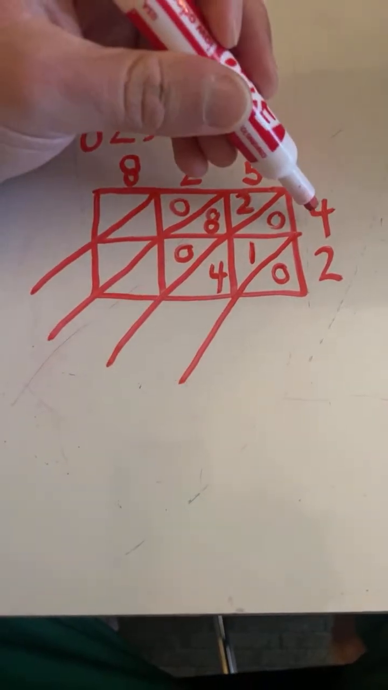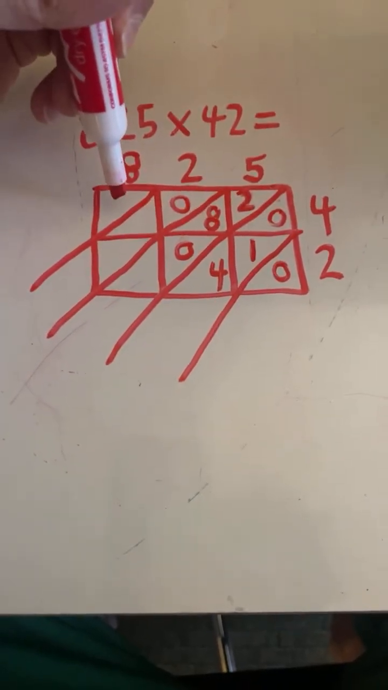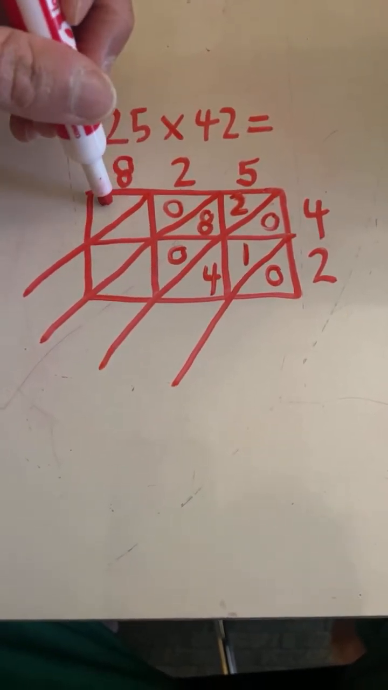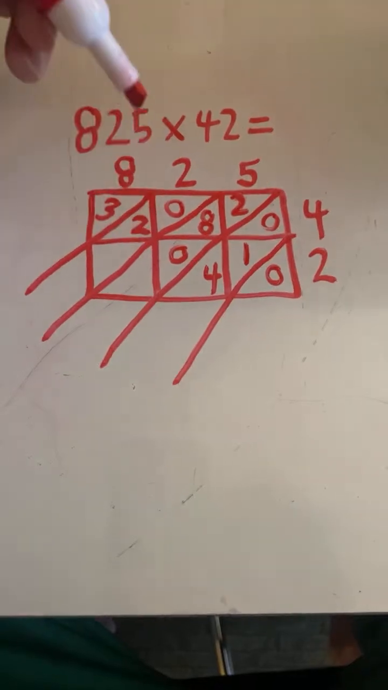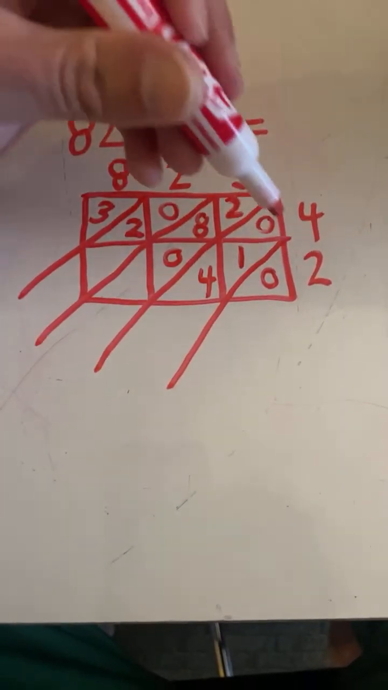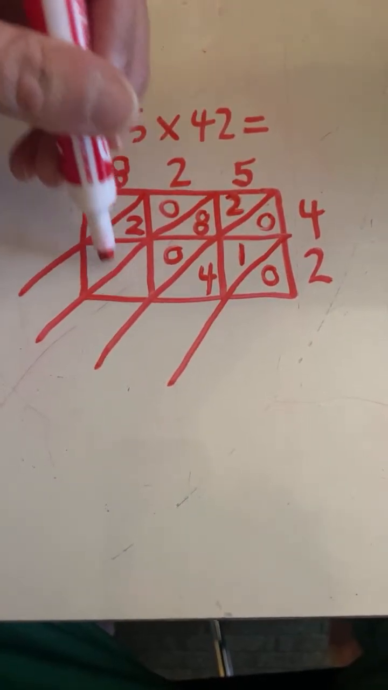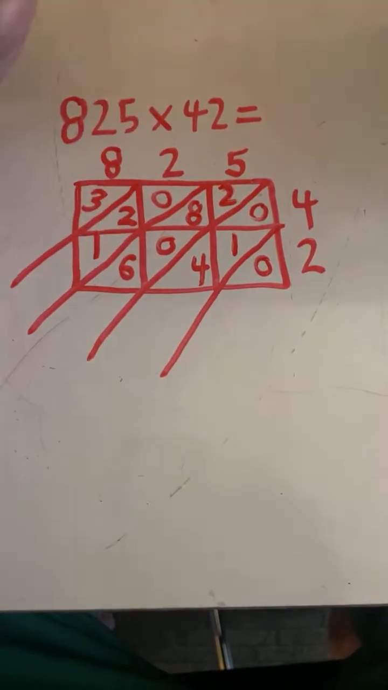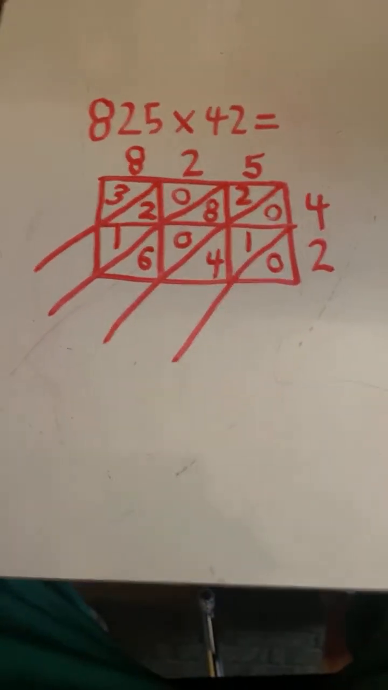Next, we're going to multiply 8 times 4, and 8 times 4 is going to go in this square right here. The answer to 8 times 4 is 32, so we're going to put a 3 in this triangle, a 2 in this triangle, representing the digits of 32. 8 times 2 equals 16. The answer to 16, that's going to go in this square here. So we're going to put a 1 and a 6. So now we've done all the multiplication we need to do.